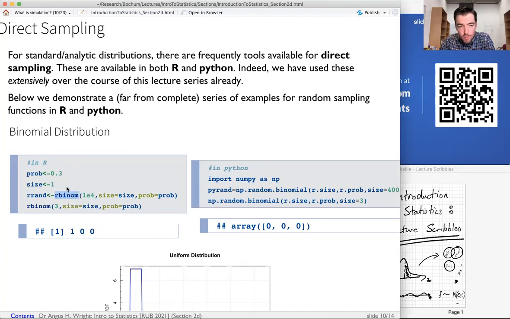And this is the format that basically all statistical random draw sampling has in R. They follow this r and then the name of the function, the number of observations we want, the size, and then the properties that determine the probability distribution that we're analyzing. So here I'm generating 10,000 observations from the binomial, and I just printed 3 of them just for fun, and you can see that they're 1, 0, 0.